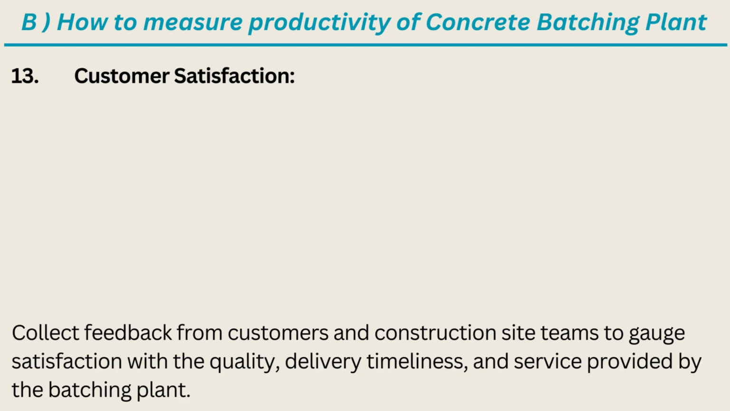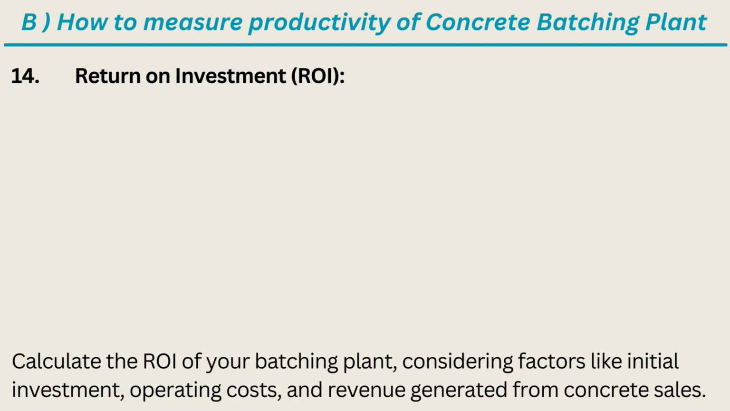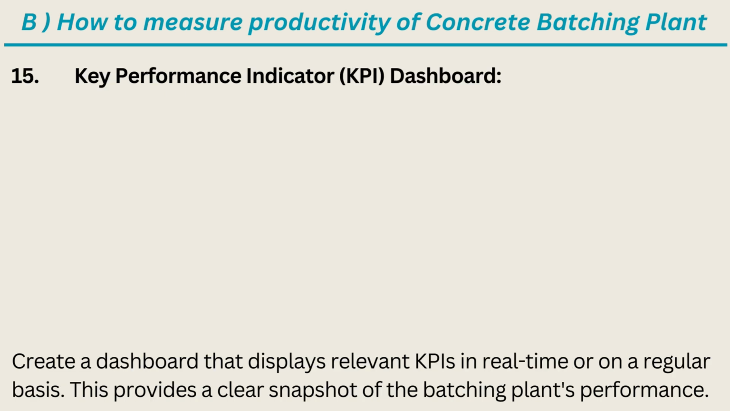13. Customer satisfaction. Collect feedback from customers and construction site teams to gauge satisfaction with the quality, delivery timeliness, and service provided by the batching plant. 14. Return on investment, ROI. Calculate the ROI of your batching plant, considering factors like initial investment, operating costs, and revenue generated from concrete sales. 15. Key Performance Indicator, KPI, dashboard. Create a dashboard that displays relevant KPIs in real time or on a regular basis. This provides a clear snapshot of the batching plant's performance.